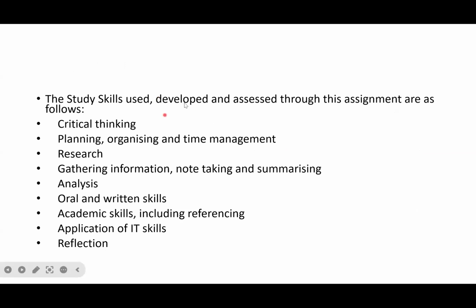So the study skills that would be assessed from you would be critical thinking, your planning, organizing, and time management. How would you do that? Your research, basic bits in it, gathering information, note taking, and summarizing. How would you do that? Analysis of your research findings, oral and written skills, academic skills, including your referencing, which we've talked about in detail before, application of your IT skills, and how do you reflect on that research? What did that research teach you?